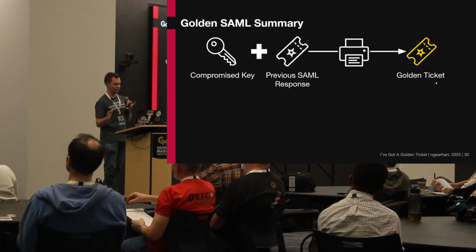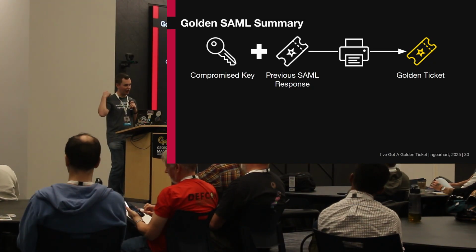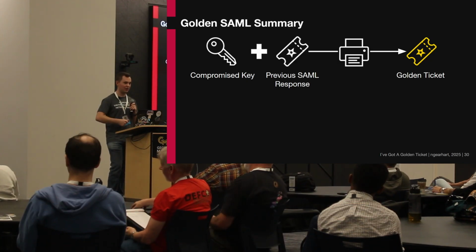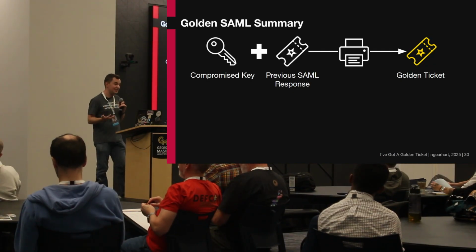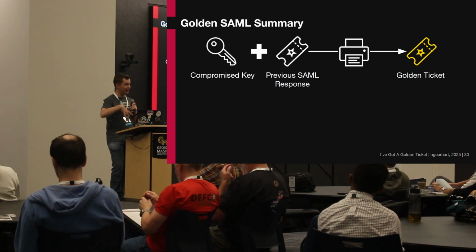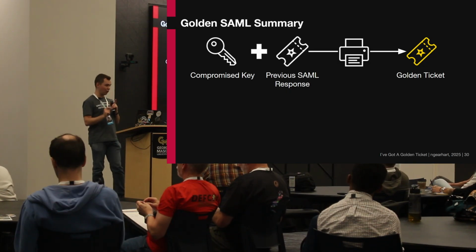So that was a lot. Let's do a quick summary of what just happened, right? So I was able to have some form of compromised key, right? In this specific scenario, it was because I had access to the Keycloak web portal. I could mess around with it. Didn't need any more access than that. Didn't have to look at any underlying infrastructure. I was able to combine that with previous SAML response information and create my golden ticket, right? To be clear, that was the Golden SAML attack.